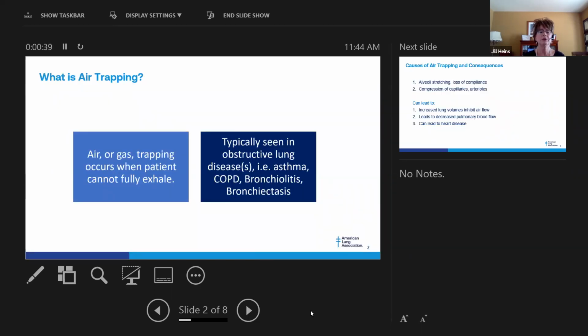So air trapping typically occurs when a patient cannot fully exhale the air that's in their lungs. This is typically seen in patients that suffer from COPD, asthma, could be bronchiolitis or even bronchiectasis.